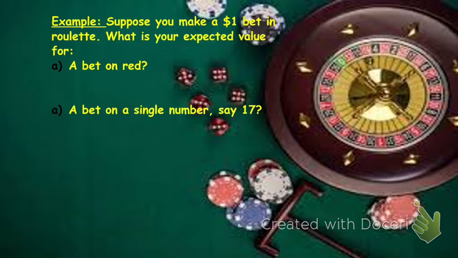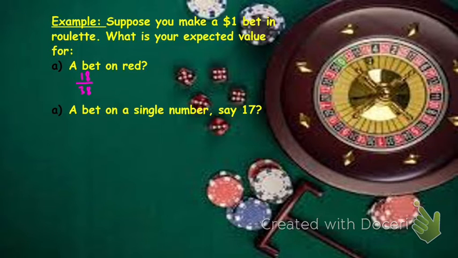Well, let's think about this real quick. The probability of us landing on a red would be, well, how many red spaces are there? There are 18 red spaces out of how many possible slots? Well, we have a total of 38 slots. So that's the probability of us landing on red. To find the expected value, we need to take into consideration the probability times the outcome.